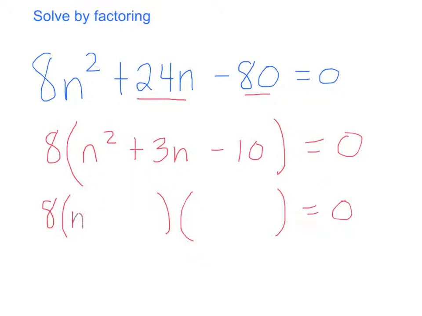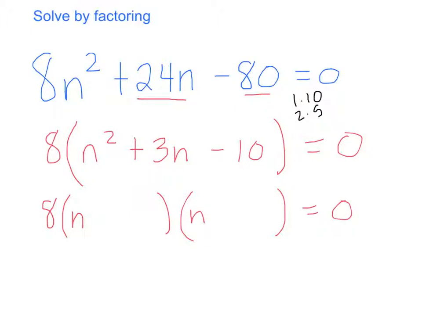So n times n equals n squared. And I need to list my factors of 10. Okay? I've got 1 times 10, 2 times 5, and that's it. Now I ask myself, which one of these multiplies to be 10? Now both these multiply to be 10 and also adds to be 3. Well, I could do 5 minus 2, and that would give me 3, wouldn't it?